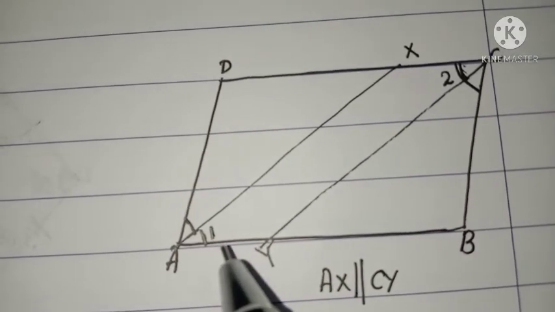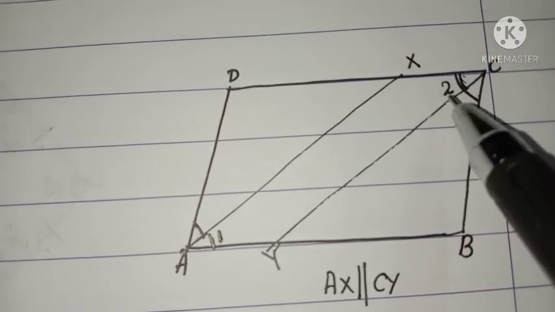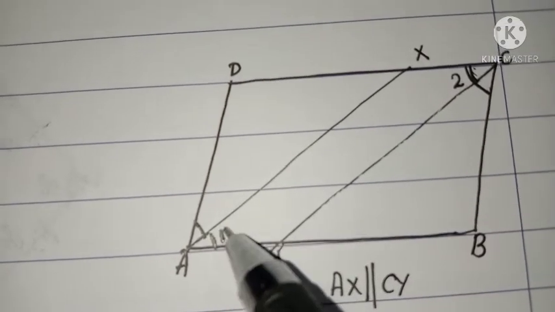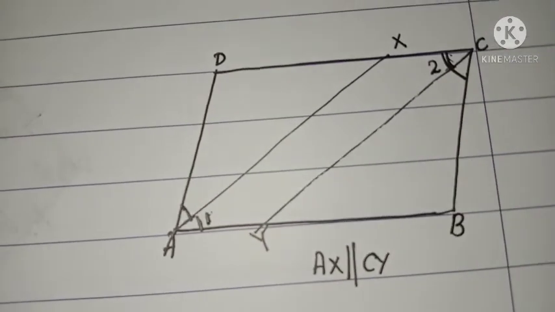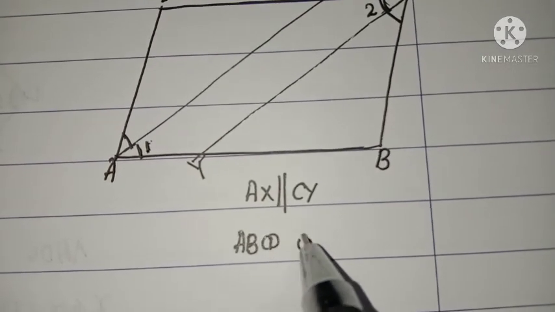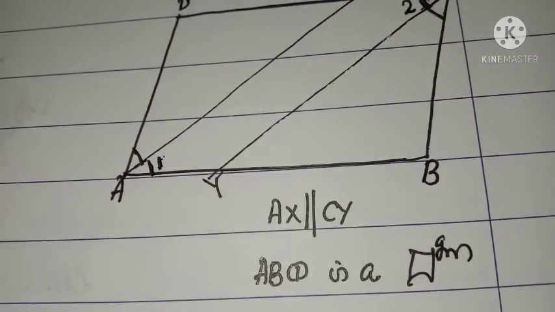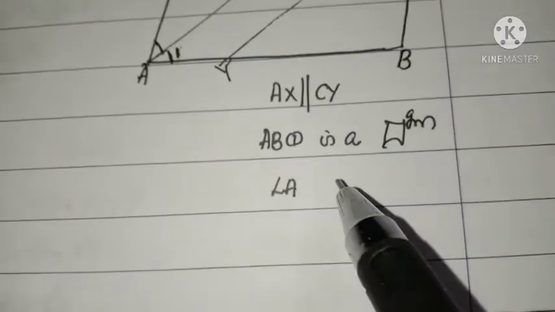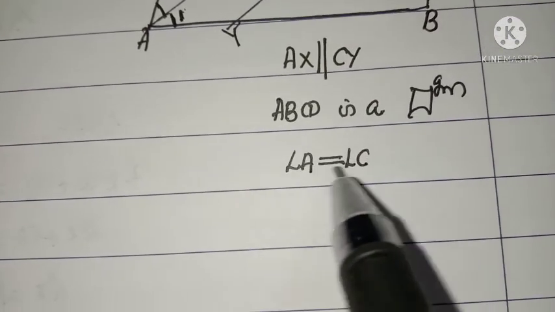So listen, look at this angle, angle 1, and this angle, angle 2. These two angles are half of these two angles, isn't it? And given that ABCD is a parallelogram, we have a theorem that opposite angles are equal. So in the parallelogram ABCD, angle A and angle C are opposite angles and therefore they are equal.